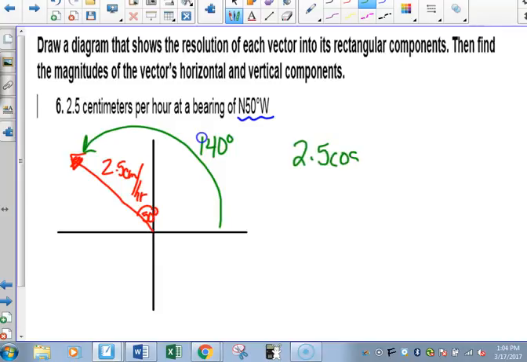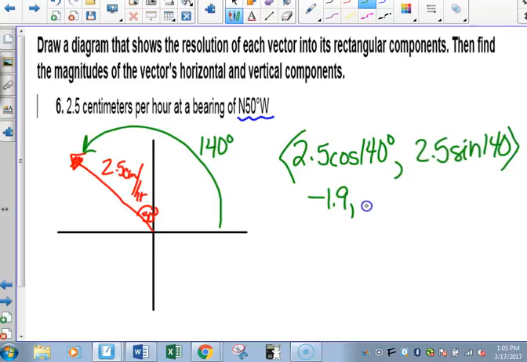So 2.5 cosine of 140. Anybody already have that for me? And 2.5 sine of 140 should be positive. Because this was off of north, 50 towards the west, so the 50 is in here, so we're adding the 90. Is that better? Yep. What was the second component, guys? 1.6? Thank you. All right, we good?